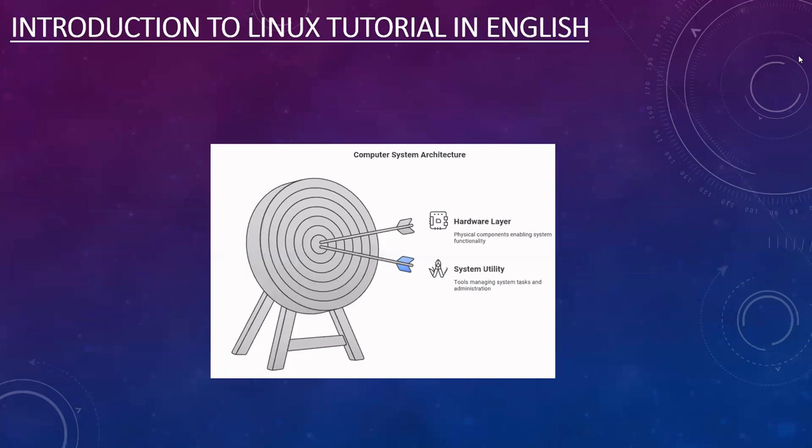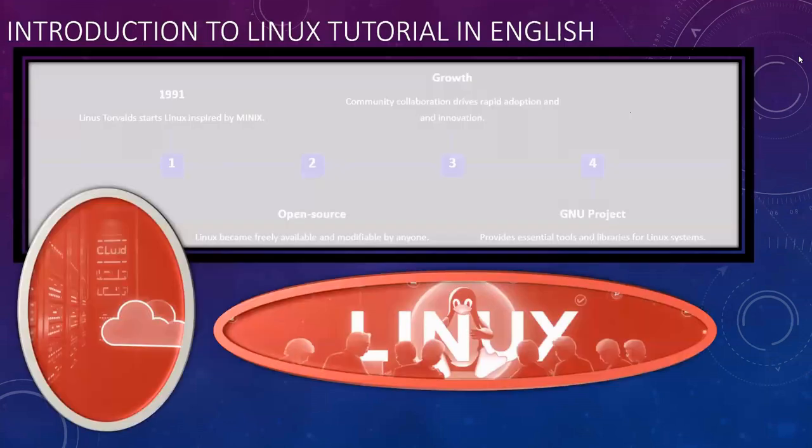System utilities are essential tools and programs provided by the operating system to manage and perform various tasks like installation of software, configuring network settings, monitoring system performance, and managing user permissions, which simplify the task of system administration. So in the Linux architecture we have the hardware layer, system utility tools managing system tasks and administration, and physical components enabling system functionality.